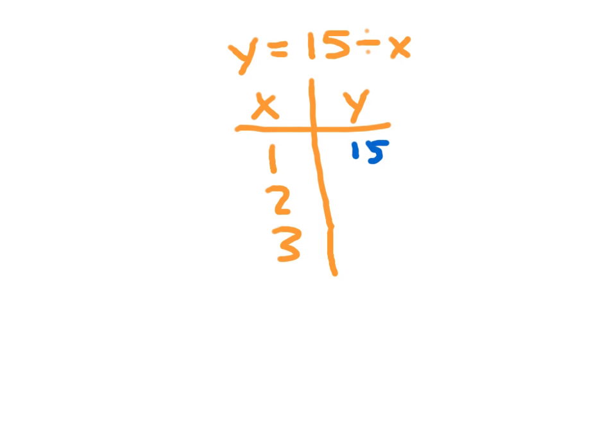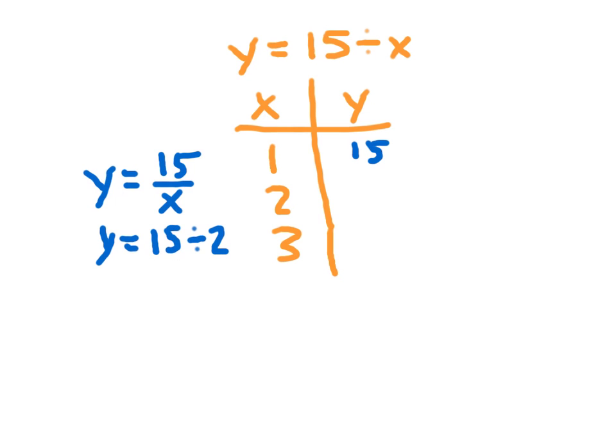15. For my next line, I have y equals 15 divided by x, or 15 over x, y equals 15 divided by 2. 15 divided by 2, that's 7 whole times, with a remainder of 1. That 1, if I could divide it again, I would divide it into 2 parts. 7 and 1/2. Let me write that back in as a mixed number.